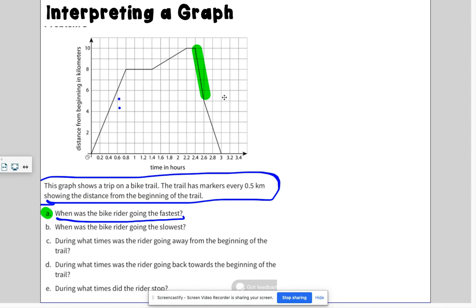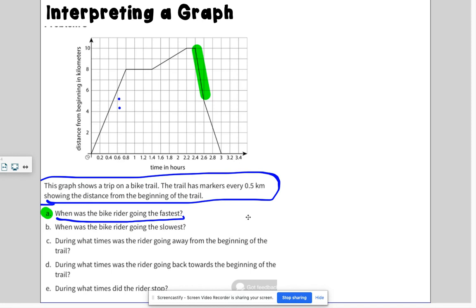So question A is in green. That is the steepest part of the graph, so that is when the bike rider is moving the fastest. And you can look at the opposite thing to think about: when are they going the slowest? In this case, we can see which part has the lowest slope.